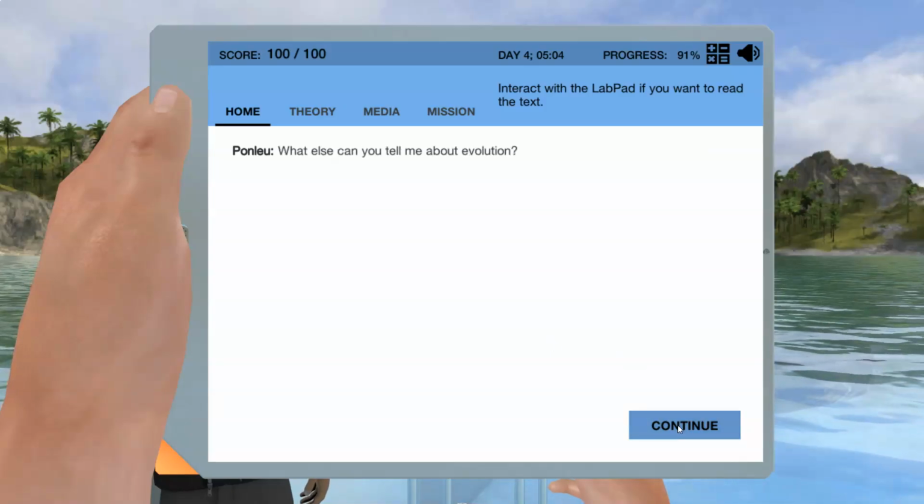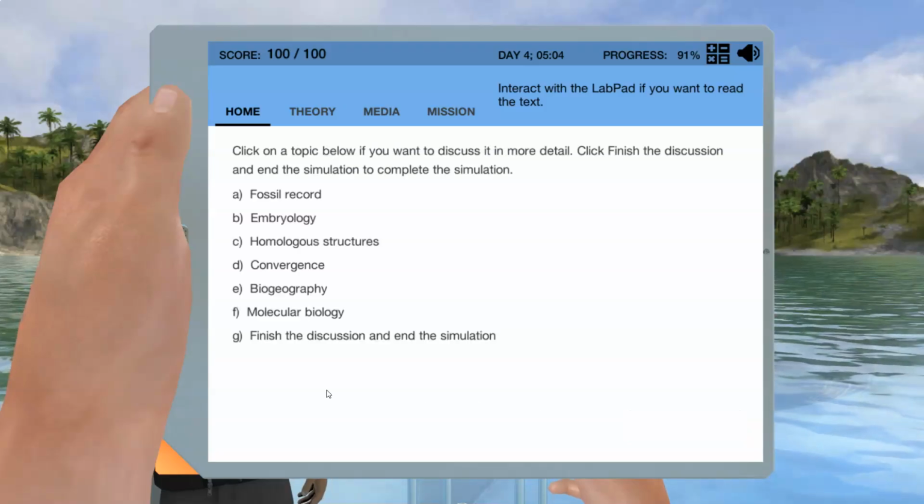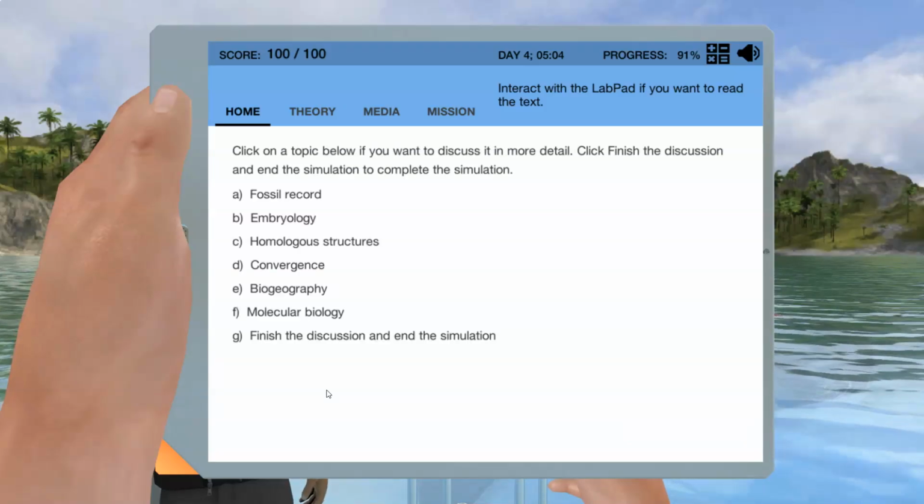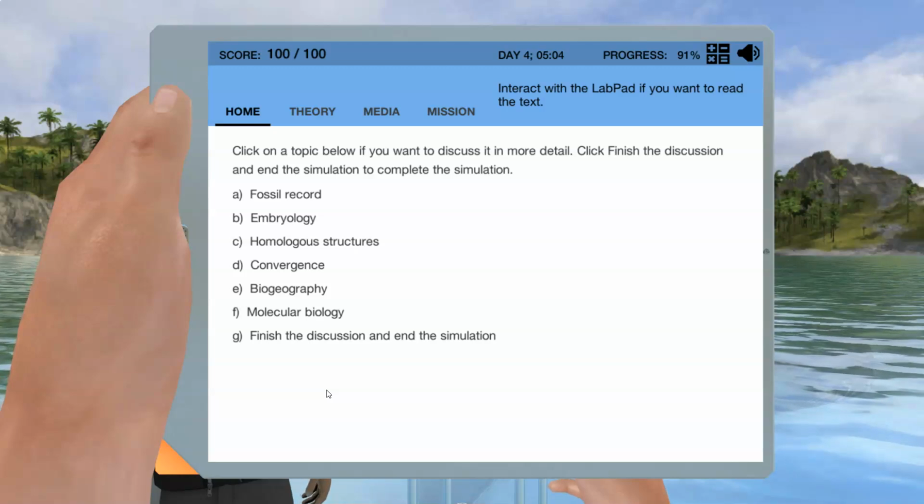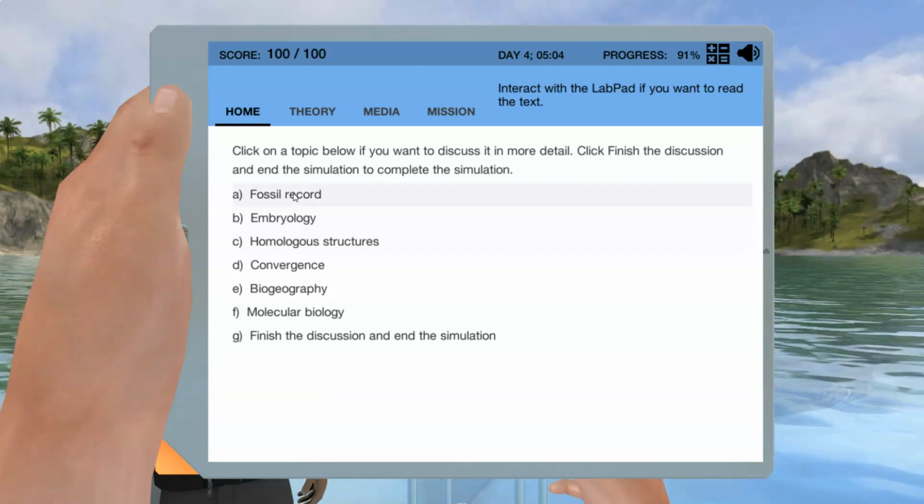What else can you tell me about evolution? Click on a topic below if you want to discuss it in more detail. Click Finish the discussion and end the simulation to complete the simulation.